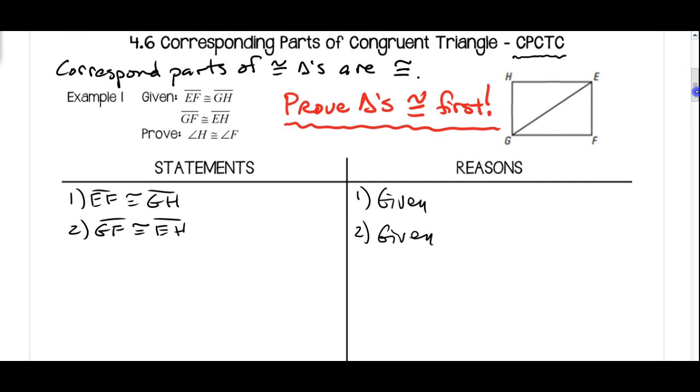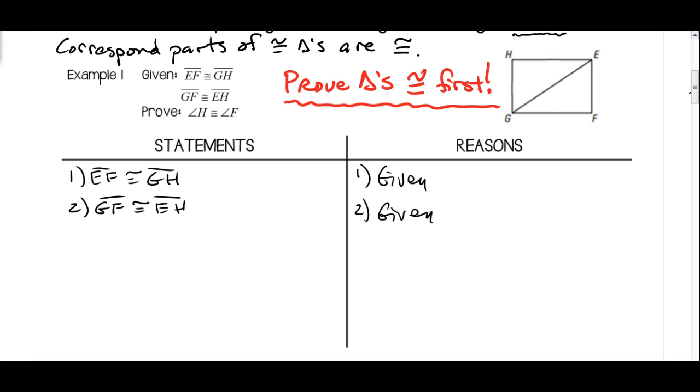I've pre-filled out the given information, so if you want to pause the video to get caught up, feel free to do that. So we've got EF, GH, GF, and EH. In order to get angle H congruent to angle F, we know that if triangles are congruent, all 6 parts of one triangle are congruent to all 6 parts of the other. When proving triangles congruent, we only need 3 pieces of information: either 3 pair of sides, 2 pair of sides and an included angle, 2 angles and an included side, or 2 angles and a non-included side. So we have 4 methods, and each only needs 3 pieces of information.